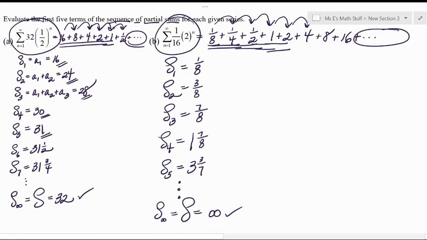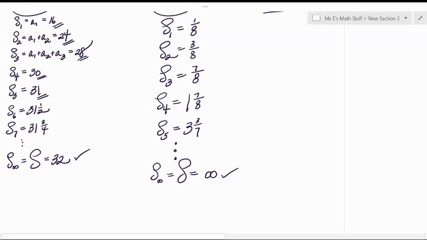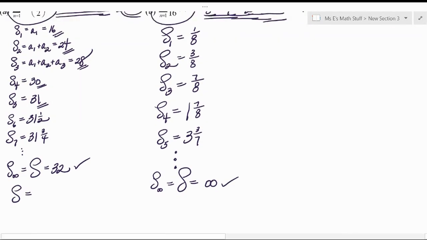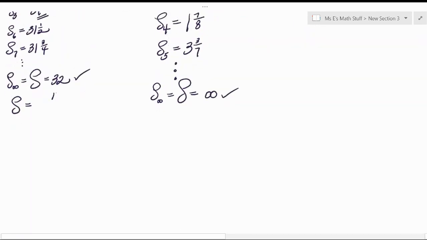So for part A, you had an infinite geometric series. Your common ratio is 1/2, which is between -1 and 1. And so according to the formula, your infinite sum would have equaled your first term, which was 16, divided by 1 minus your common ratio, which was 1/2. Well, that would be 16 over 1/2. Flip and multiply, and you get the 32 we thought we were going to get.